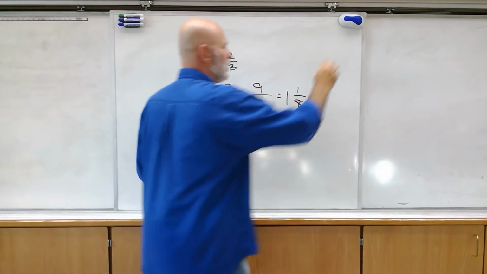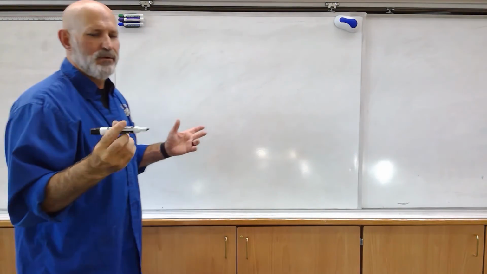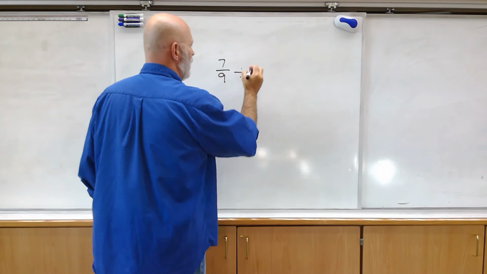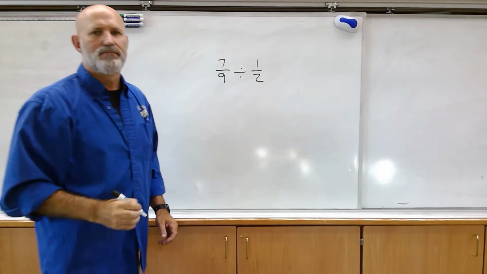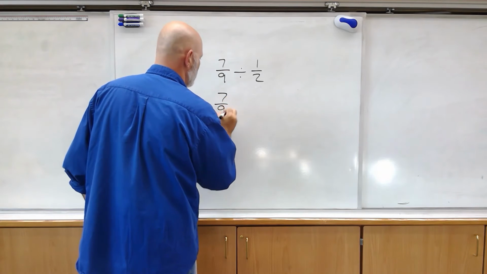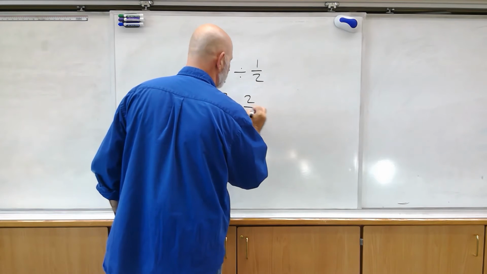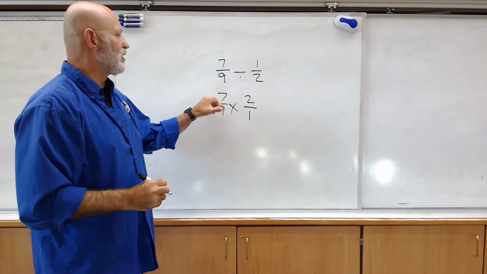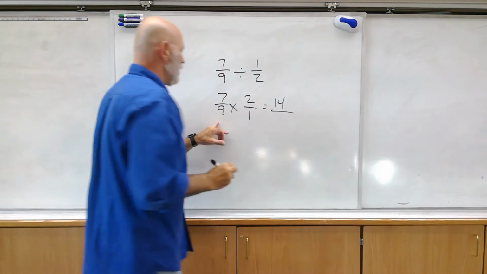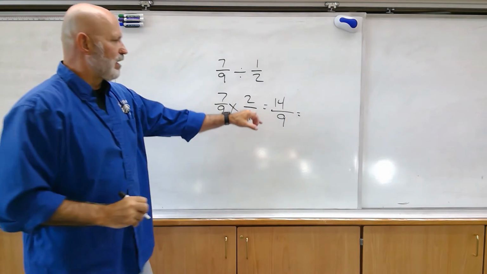Okay, let's try another one. Let's say we've got 7/9. We're going to divide that by 1/2. So we're going to rewrite this as 7/9 multiplied by the reciprocal of 1/2, which is 2, or 2/1. Now I've got 7 times 2 is 14, 9 times 1 is 9. So now I've got 14/9.